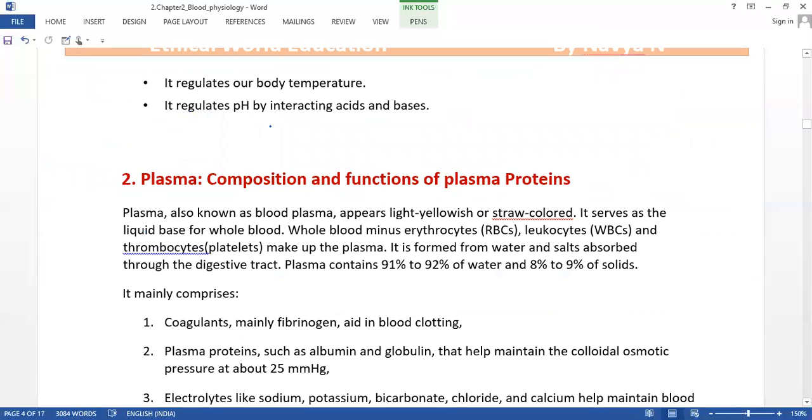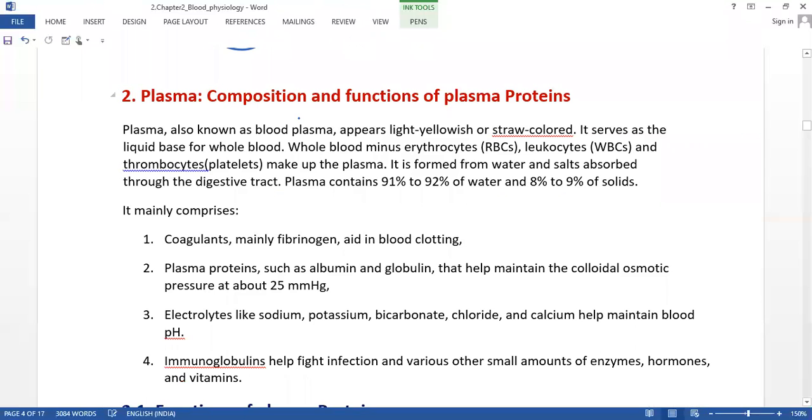It also regulates the body temperature and the pH level, acidic or basic. And now we have the plasma. Under the plasma, you are going to learn the composition and the function of the plasma proteins, the composition and divisions, and the function of the plasma.